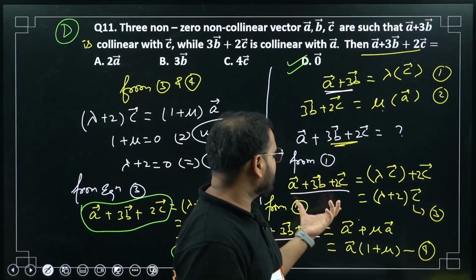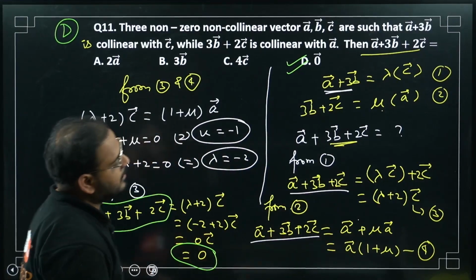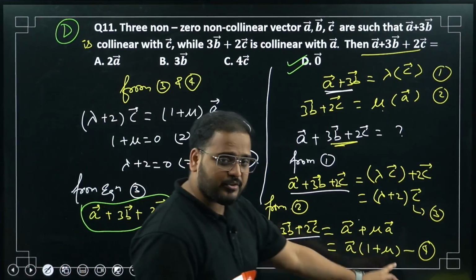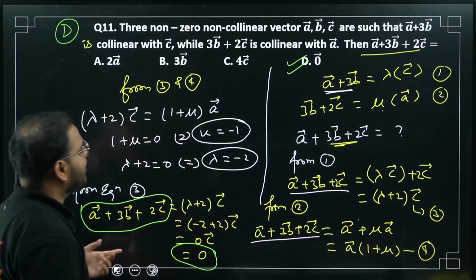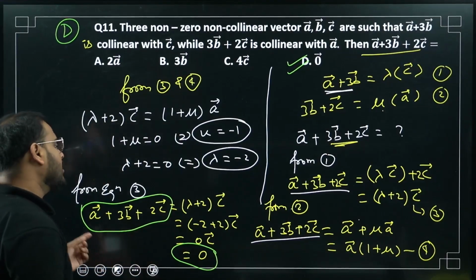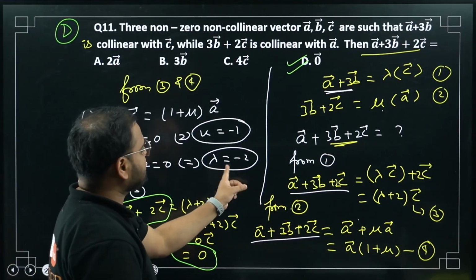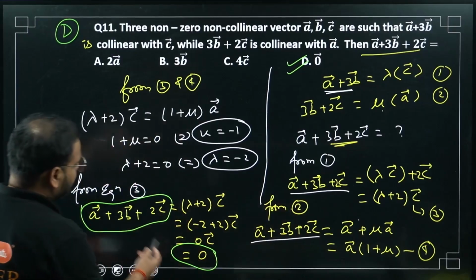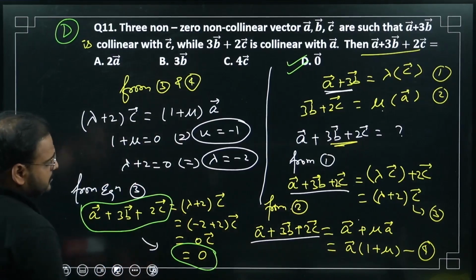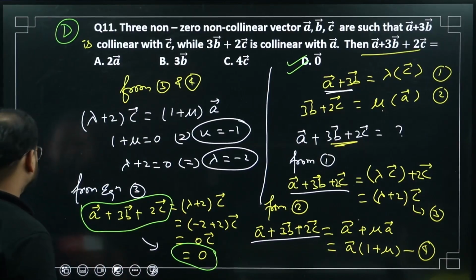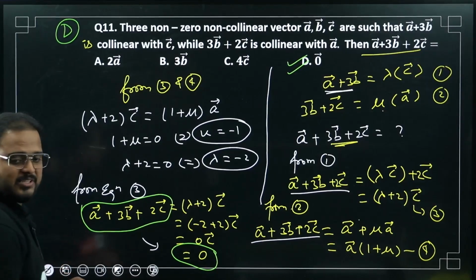Then I got a result. Comparing, I got two equations, equation 3 and equation 4, and comparing them I got mu as minus 1 and lambda as minus 2. I used equation 3 and put lambda as minus 2. I got the result to be equal to 0. Okay, simple enough. This question is done.